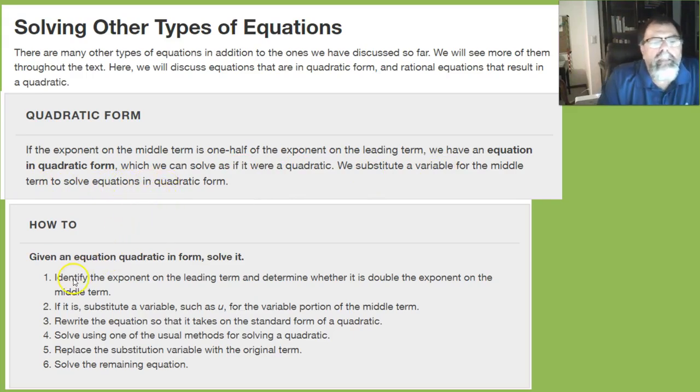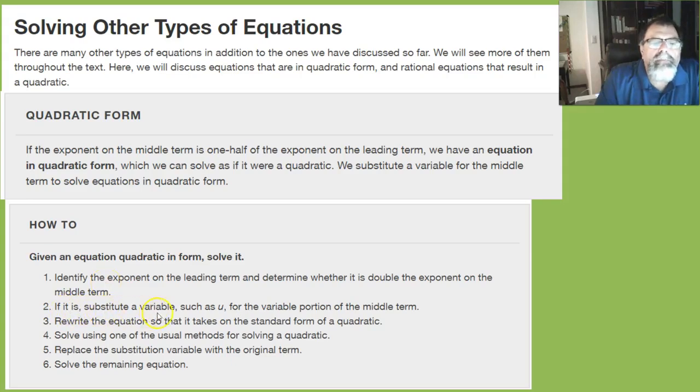So here's the technique. You identify the exponent of the leading term and determine whether it is double the exponent on the middle term. So again, we're looking at something that has 3 terms, and then you look at the first term. If it's, say, 4th power, and the middle term is square, and then the last term is constant, that's going to have quadratic form.